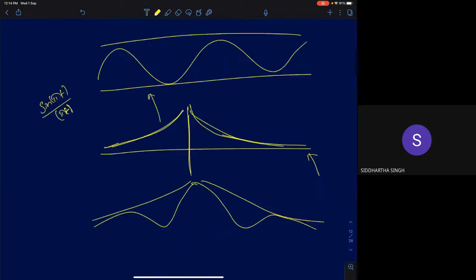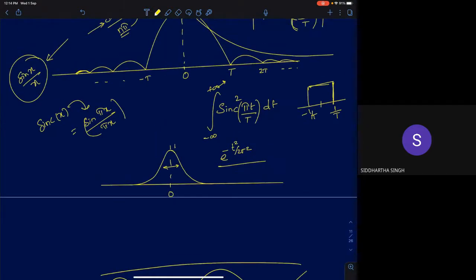The next and another important signal is a Gaussian signal. Why am I discussing these signals? These are signals which we will be using. For example, Bluetooth uses a modulation scheme called GFSK, Gaussian frequency shift keying, and the pulse shapes in time domain look like a Gaussian function. That's why I'm talking about the Gaussian function here. A Gaussian function will be of this type, e power minus t square times some constant.